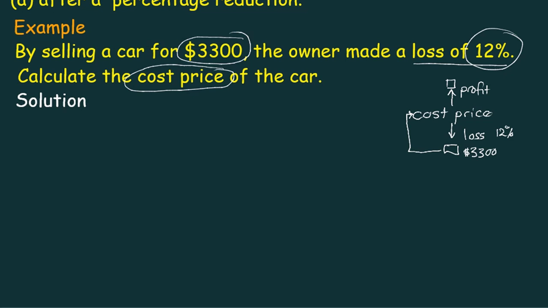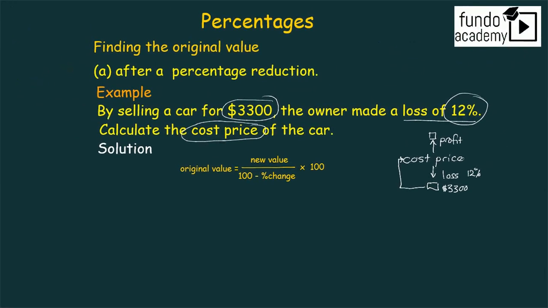Right, so we use the formula here. Original value is equal to the new value divided by 100 minus the percentage change, and that's multiplied by 100. All right, so in this case our original value is the cost price, the new value is the selling price, the price for which it was sold for, and this is divided by 100 minus 12, and 12 is the percentage loss, the percentage change, and that's multiplied by 100. So I've simply substituted all these values into our formula.